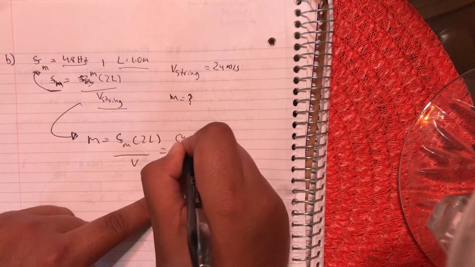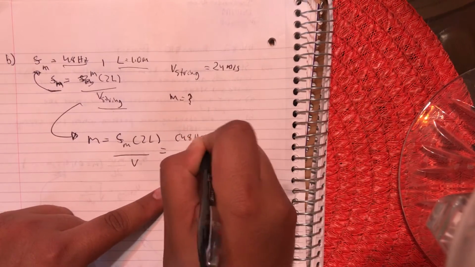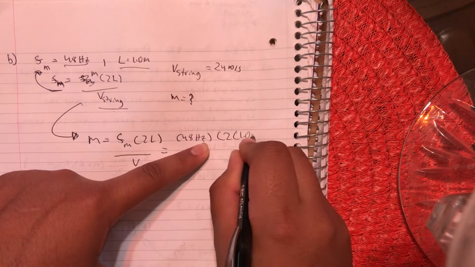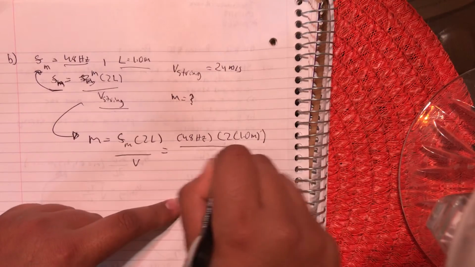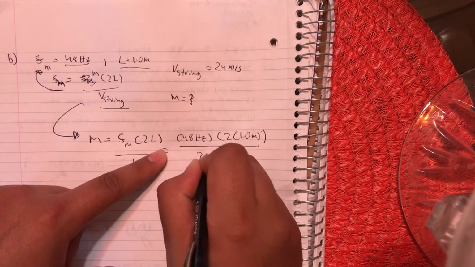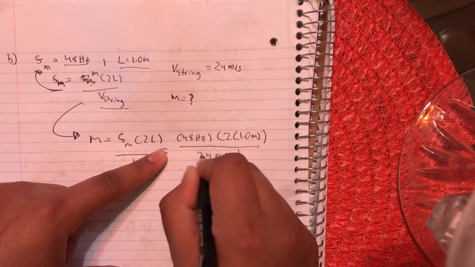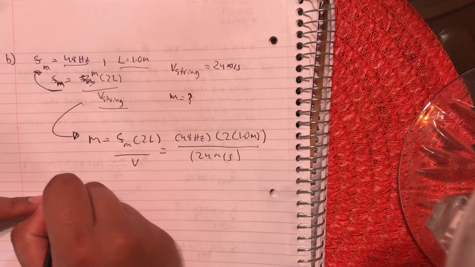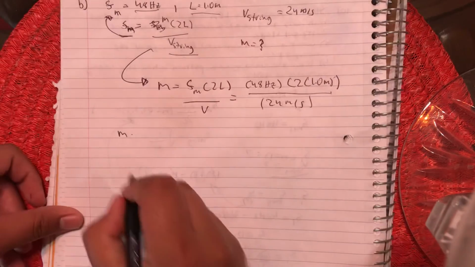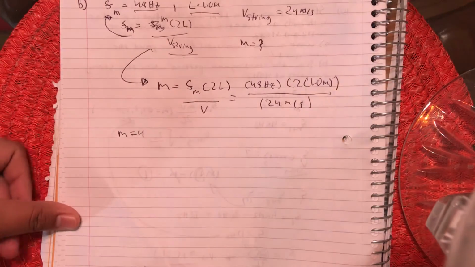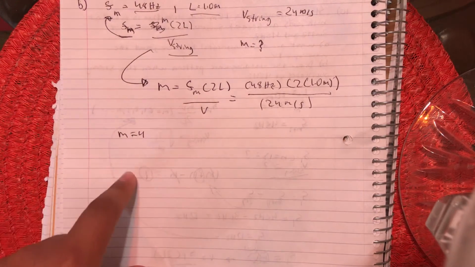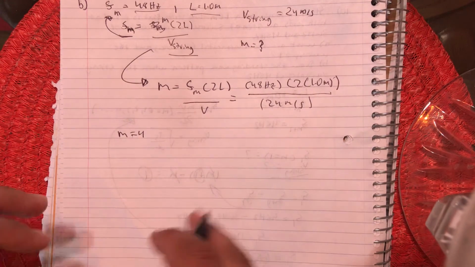And so at this point we just do a plug and play. So 48 hertz for the frequency, 2 times the length, which is 1.0 meters right here, over the wave speed, which is 24 meters per second. And once we calculate this in a calculator, we get that m is equal to 4.